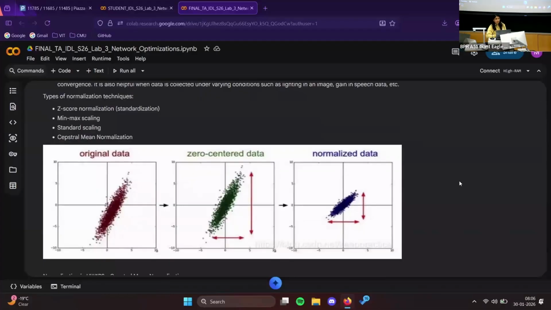So as you can see here, the original data has, let's say, two features, one on the x-axis and the other on the y-axis. We first zero-center the data, and you can see the two arrows which depict the scale of the two features. There is a difference in the scales of those two features. So we divide by the standard deviation and get the normalized data, so that the scales are similar or comparable for both features.